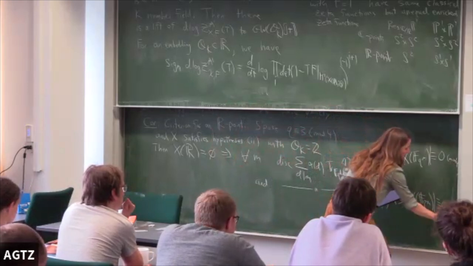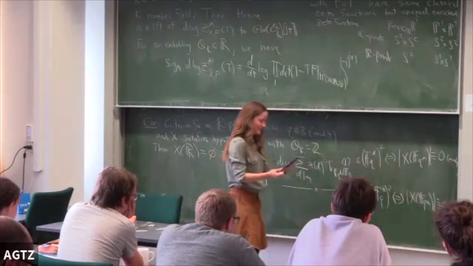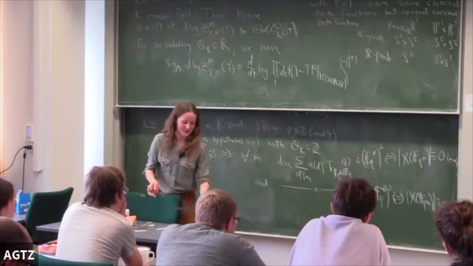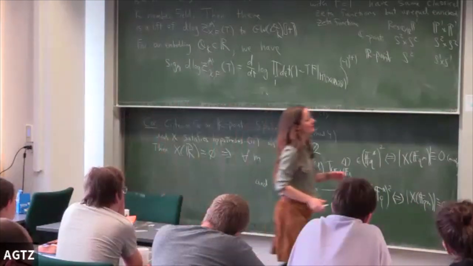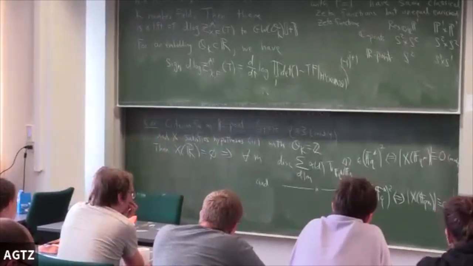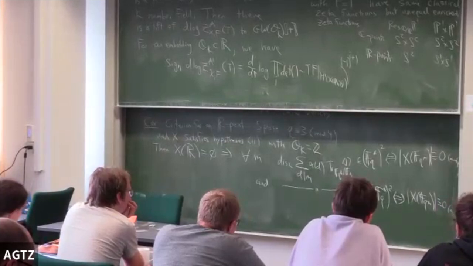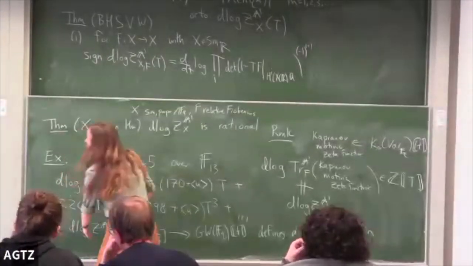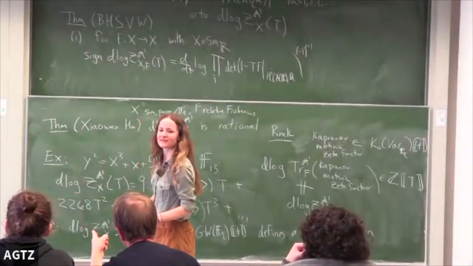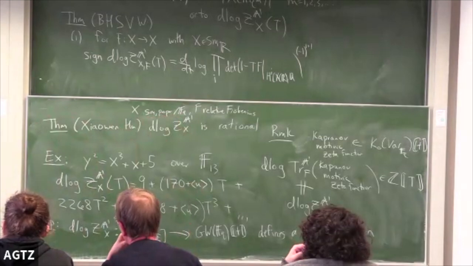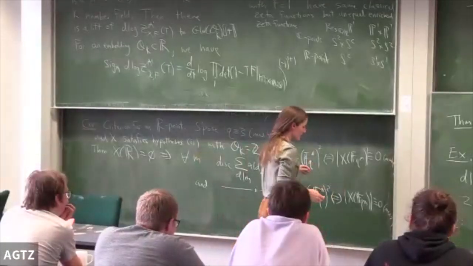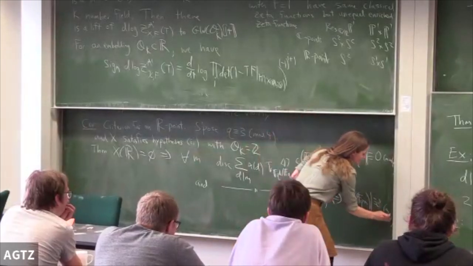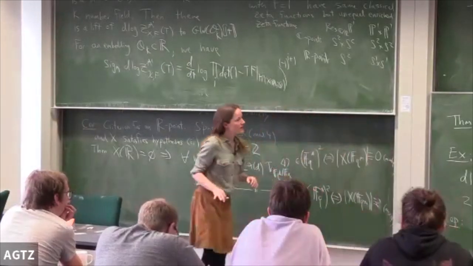Congruent to 0 mod 2. So this is a congruence condition on the number of solutions over F_q^i as i goes from 1, 2, 3, etc. And you mean not congruence? Sorry, congruent to 2. Thanks.